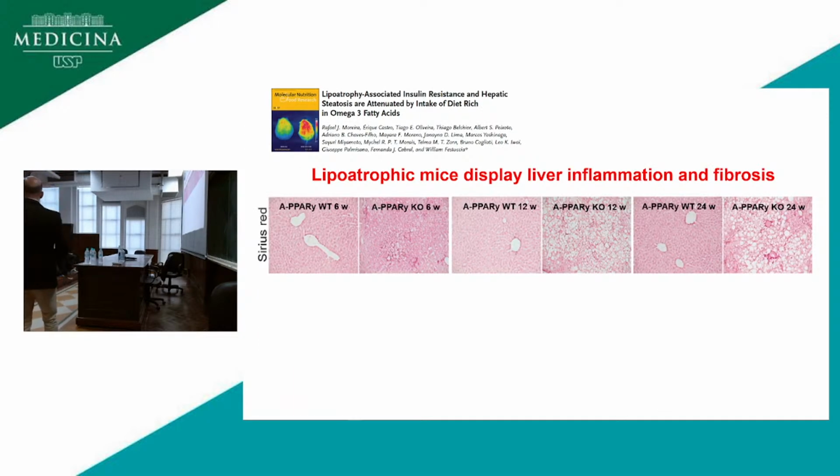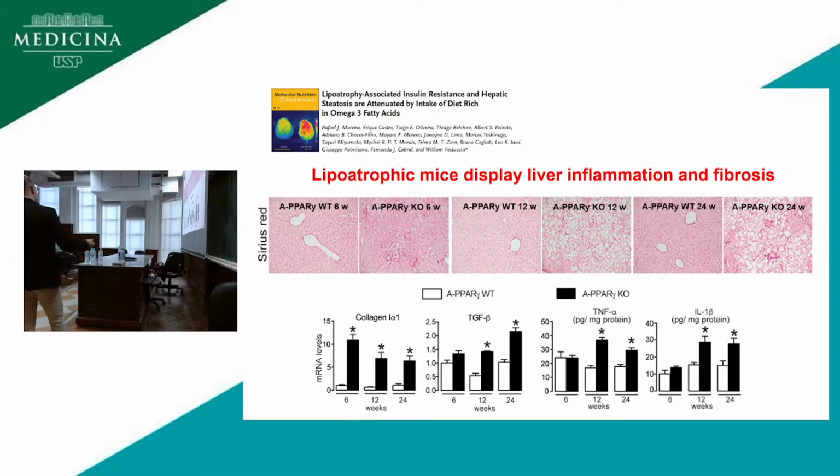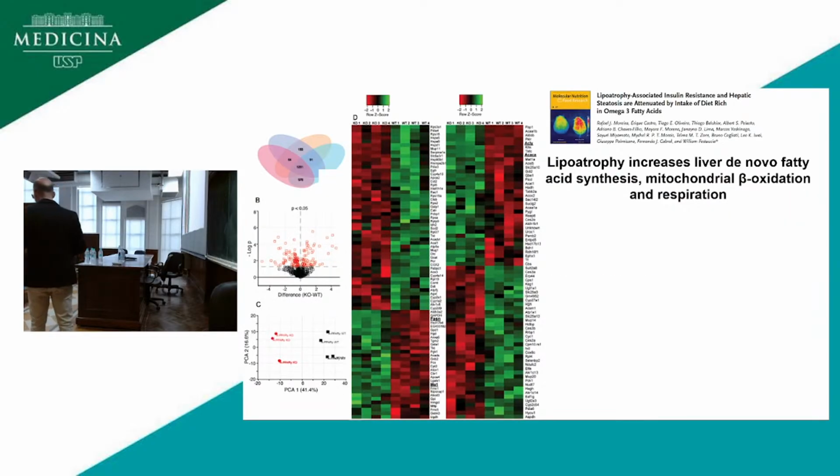So next, what we did was to investigate and measure fibrosis in the liver of these mice. So here's the Sirius red staining, and as you can see, they do show a progressive increase in fibrosis, and we confirm this by measuring the expression of some markers of fibrosis such as collagen 1 and TGF-beta. We also evaluated inflammation in the liver of these mice, and we found, especially after 12 weeks, a marked increase in some pro-inflammatory cytokines such as TNF-alpha and interleukin-1 beta. So showing the clear signs of inflammation.